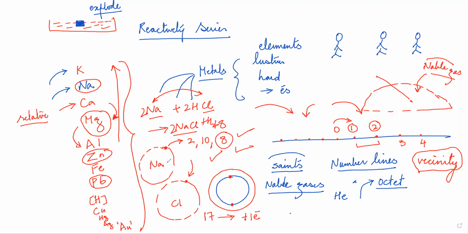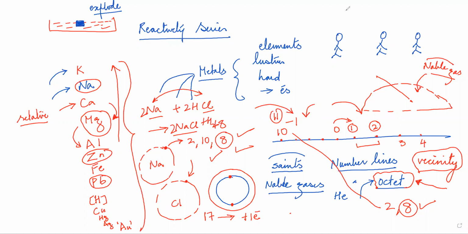Here, in case of sodium, what is the atomic number of sodium? Anyone? 11. When 1 electron is missed, it becomes 10. And 10 electronic configuration is 2 and 8. Again, octet is completed. This octet concept, if you understand, you can understand a lot of reactions in chemistry. Most of the reactions happening in chemistry is a tendency to complete octet, means more stable.